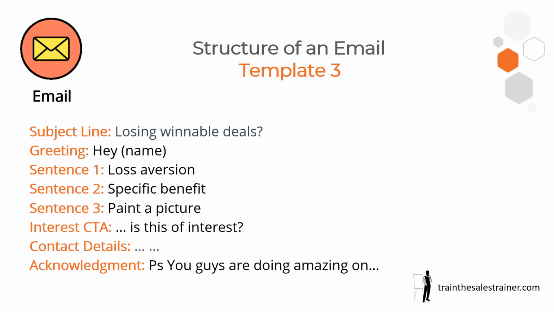Sentence 1, loss aversion. Sentence 2, specific benefit. Sentence 3, paint a picture. Interest CTA. Is this of interest? Your contact details and an acknowledgement at the end. PS, you guys are doing amazing on.